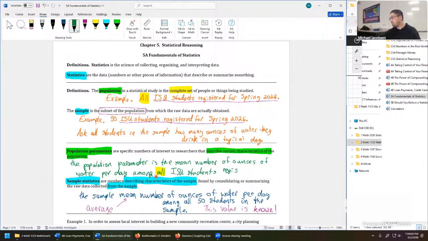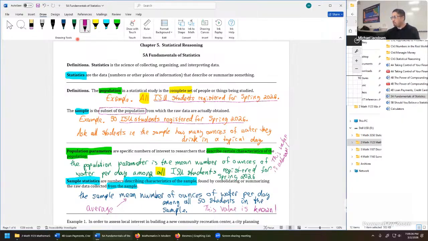registered for spring 2026. Kind of ran out of space there. I wanted to squeeze in this value is unknown.